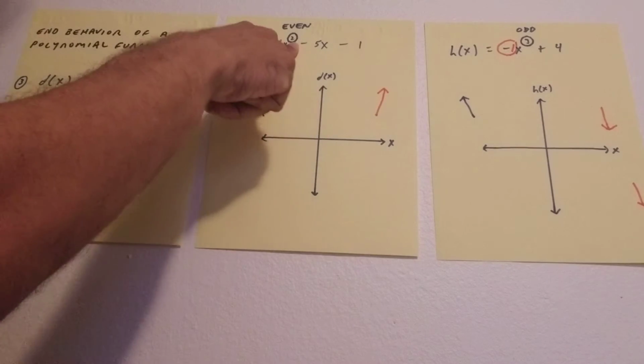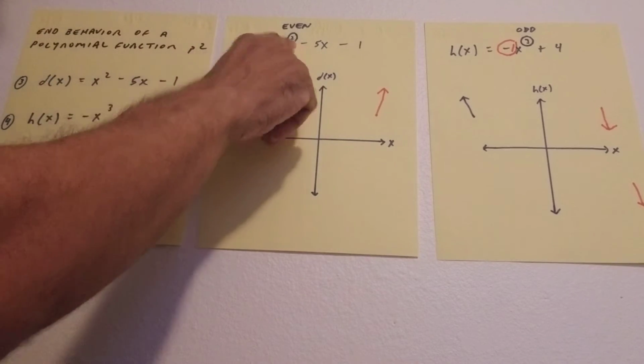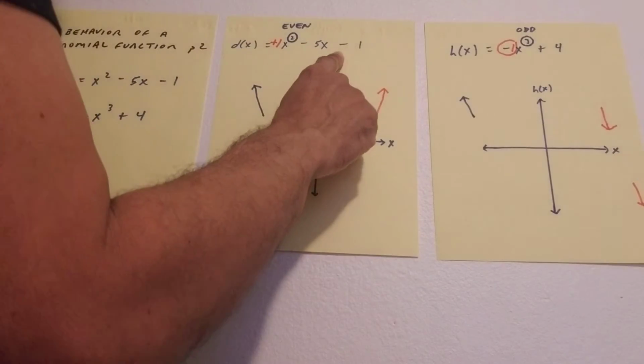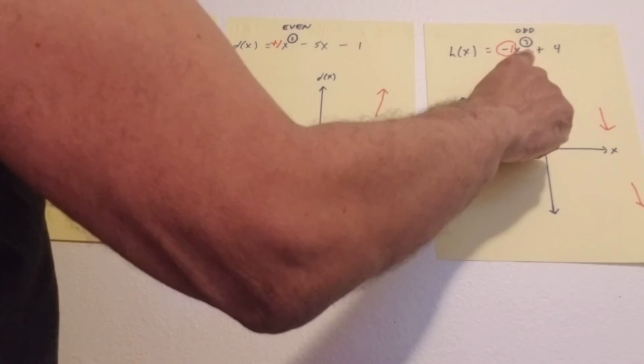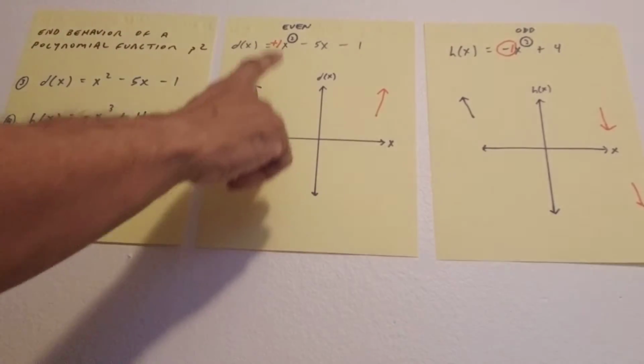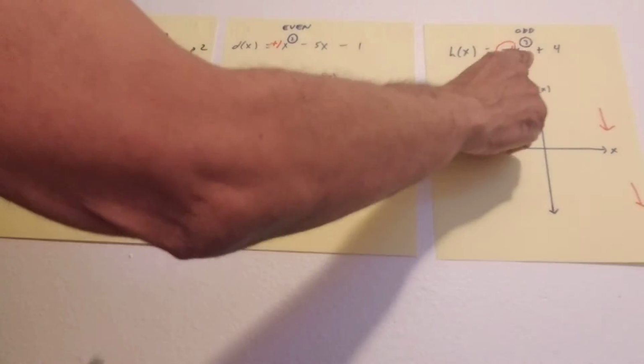Now, because this is an even exponent, that does not mean this is an even polynomial, and this is not necessarily an odd polynomial function. It's just that the highest degree is even and the highest degree is odd.